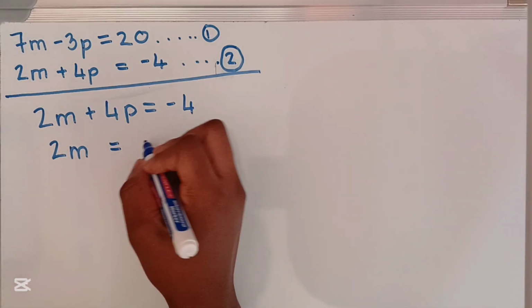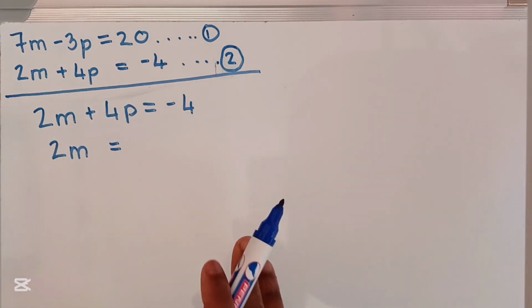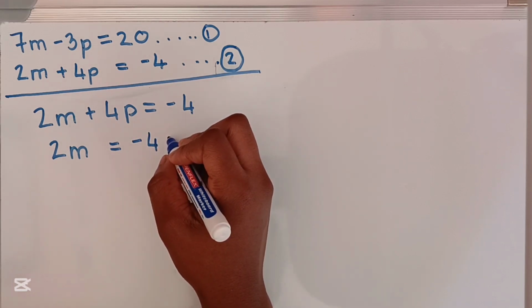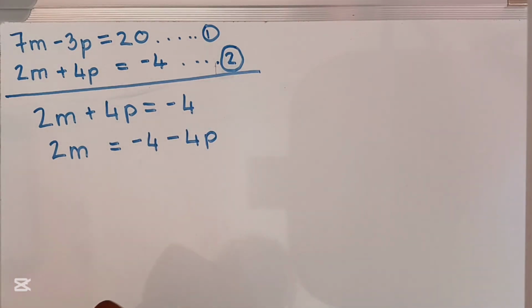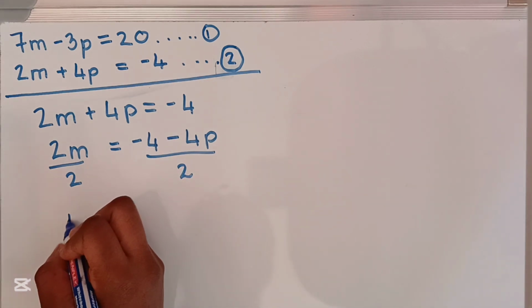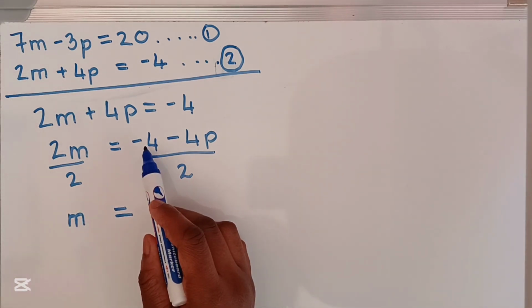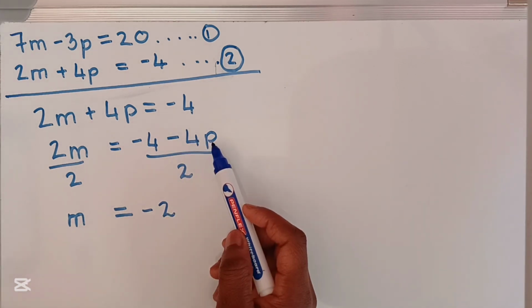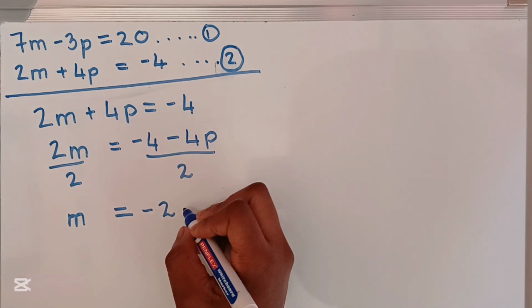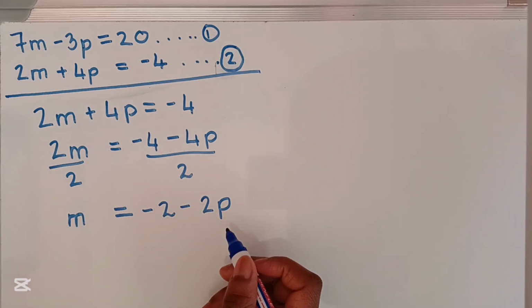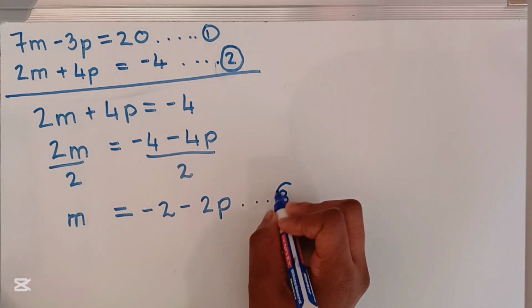2m equals to, I want to make m the subject of the formula. So I'm going to move my p the other side. Negative 4 minus 4p. Still m is not the subject of the formula, so I divide both sides by 2. m is equal to negative 4 divided by 2 will give me negative 2. Negative 4p divided by 2 will give me negative 2p. So this is my equation 3.